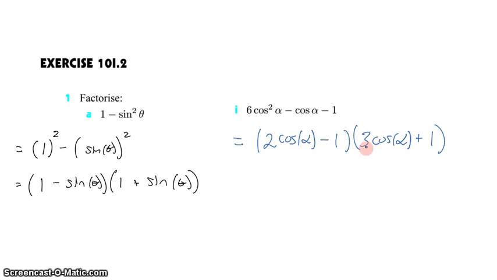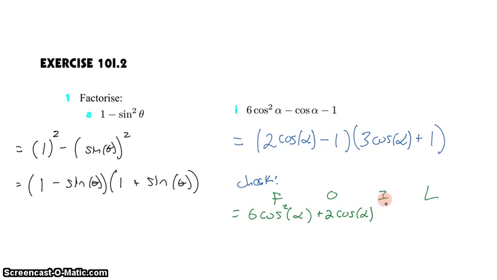It's probably a good idea to double check that this factorization works, so let's check by foiling. F-O-I-L, first, outer, inner, last. The first term's 2 cosine alpha times 3 cosine alpha. 2 times 3 is 6. And cosine alpha times cosine alpha is cosine squared alpha. Outer is 2 cosine alpha times 1, so plus 2 cosine alpha. I, inner, -1 times 3 cosine alpha is -3 cosine alpha. And L, last, -1 times +1 is -1.